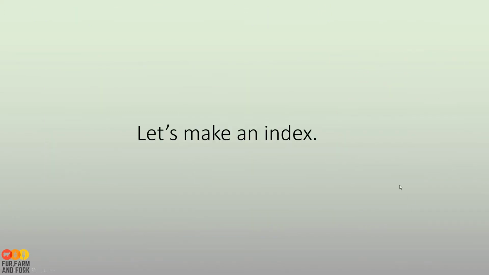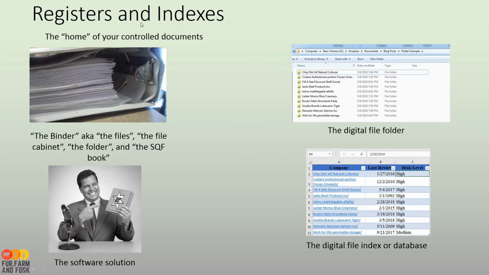So that being said, let's make an index. Registers and indexes are the home of any sort of control documents. These could be vendor files, they could be specifications. Today we're mostly going to talk about a procedure index, so we'll call it our SOP index.